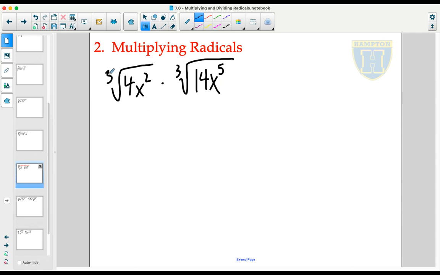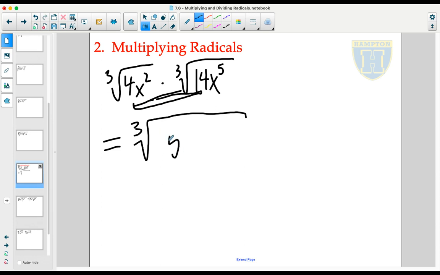So the cube root can't really be used to simplify 4x squared, and while it could be used to simplify the x to the 5th, it really can't be used on the 14. So we want to make sure that we get all of the possible factors out of the product. In order to do that, we begin by multiplying the two radicands of the expressions. So we're going to leave everything inside of the cube root, and we're going to multiply these inside parts of each radical. 4 times 14 is 56.